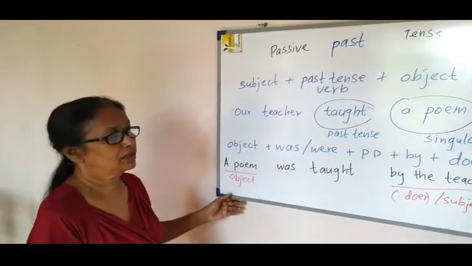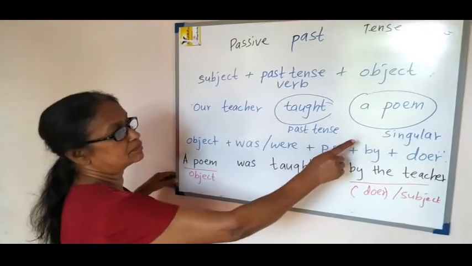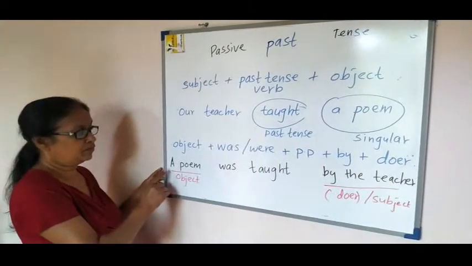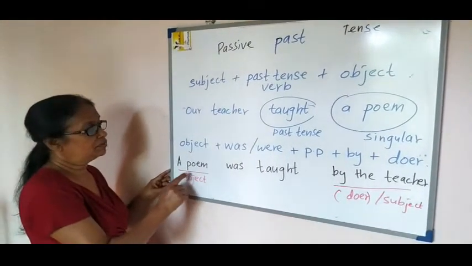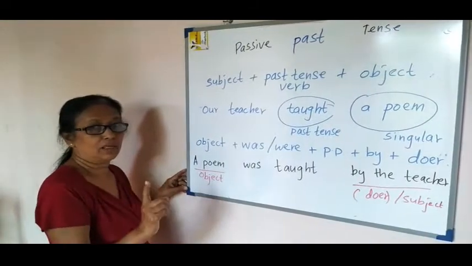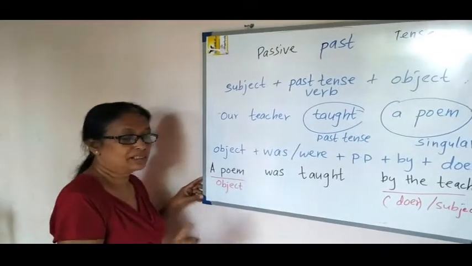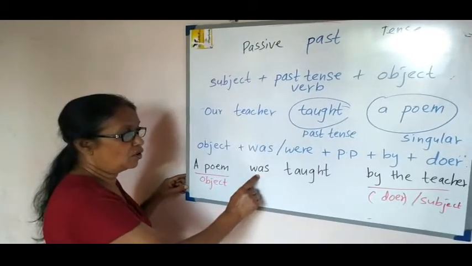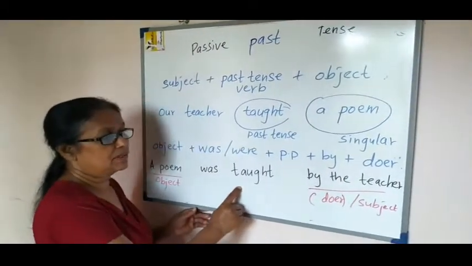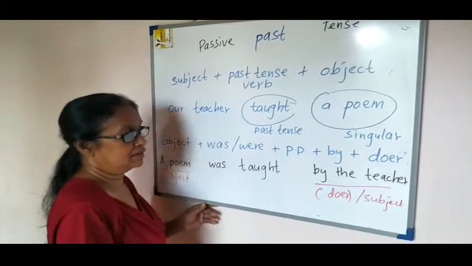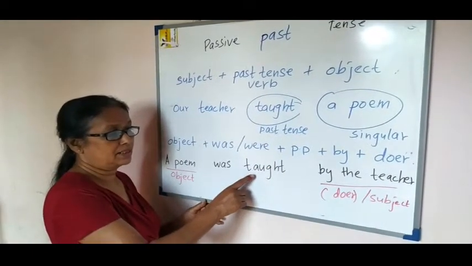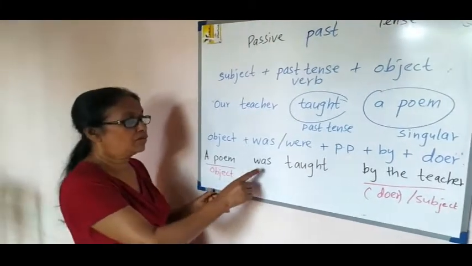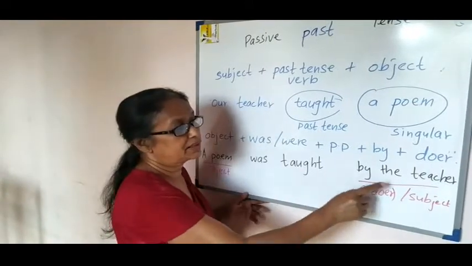Let's now do this one. Here, what is the object? A poem. Right, in this way. Object, a poem, because a poem is singular. What is the past tense of is? Was. A poem was taught by the teacher. The past participle of teach is taught. Once again, a poem was taught by the teacher.